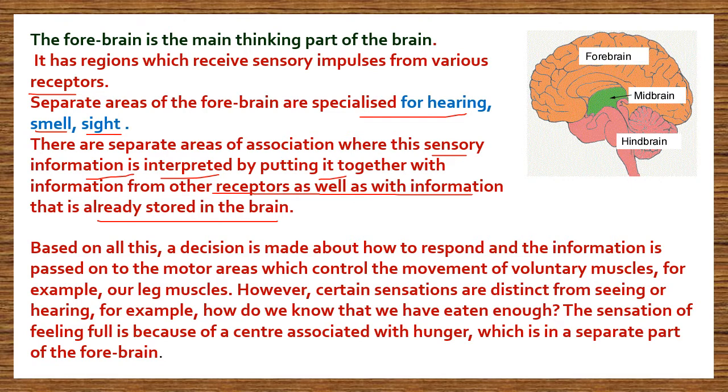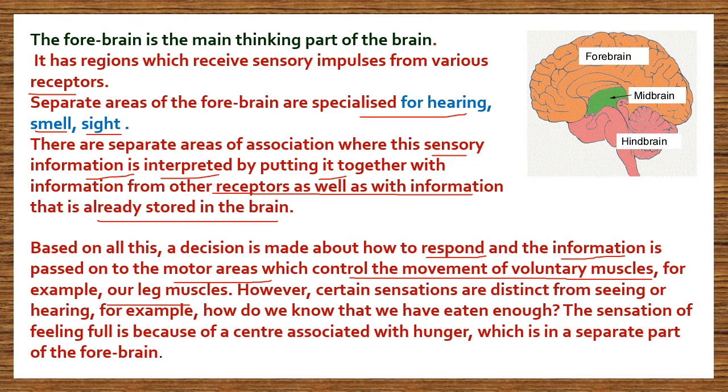Based on all this, a decision is made about how to respond, and the information is passed on to the motor areas, which control the movement of voluntary muscles, for example our leg muscles. What I mean to say is that the forebrain receives information from different parts of the body at the same time. It will collect the information, identify it, and after thinking, it will give orders to our motor areas, whether we have to move, sleep, touch, or take away our hands or not.